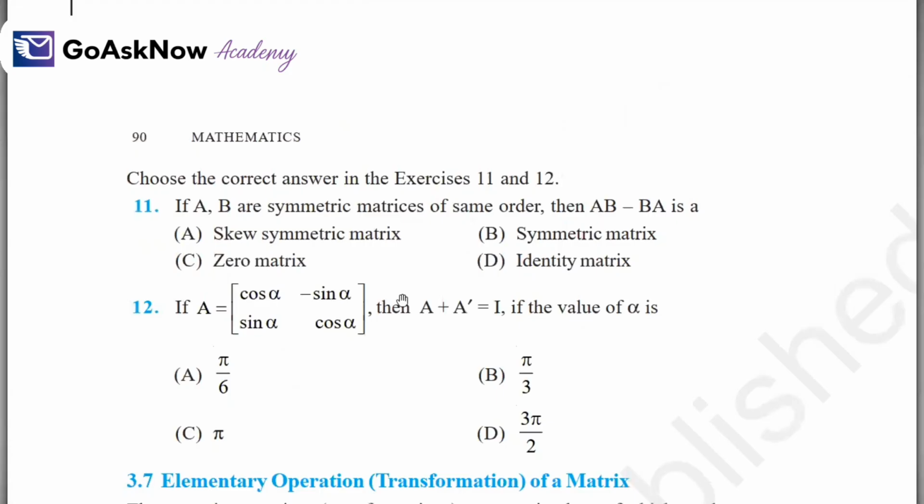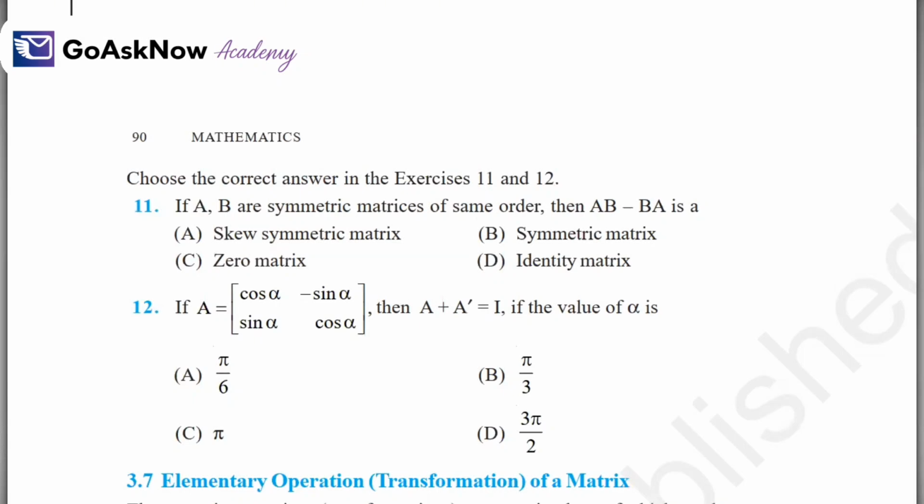The 11th question says to choose the correct answer in exercises 11 and 12. There are some options there. This is the objective type of questions, so we have to choose the correct one from these options. Let's see what these questions say.